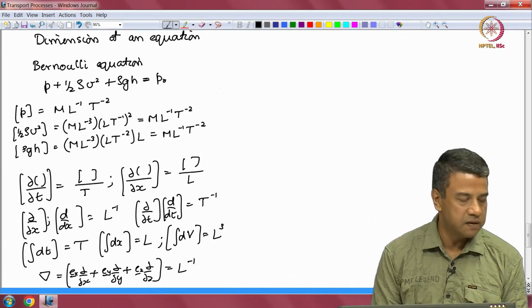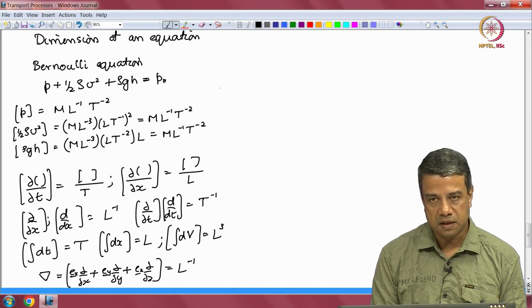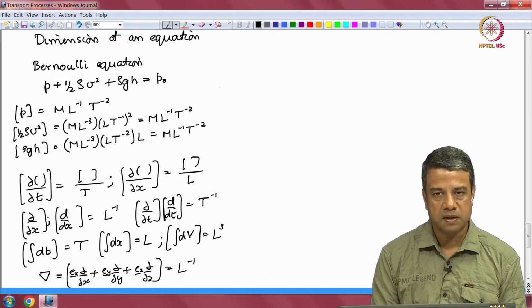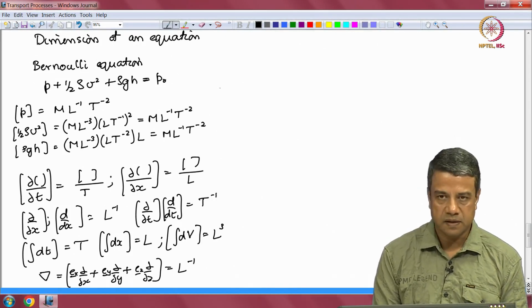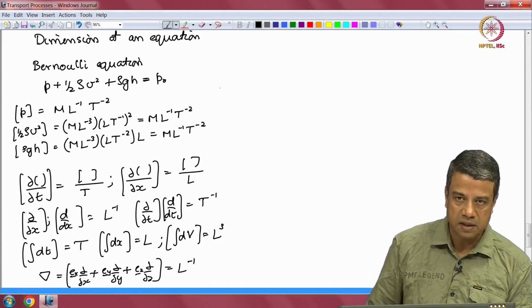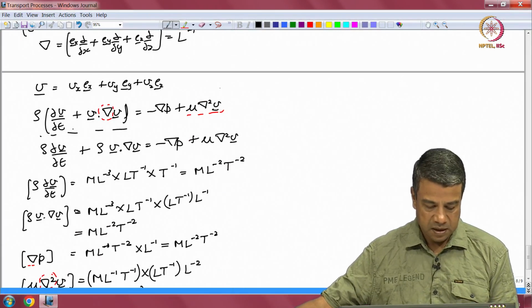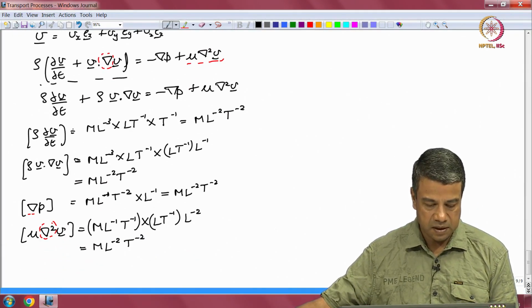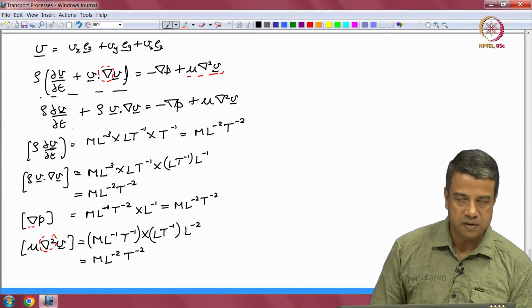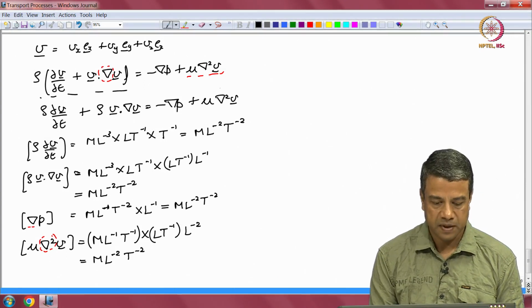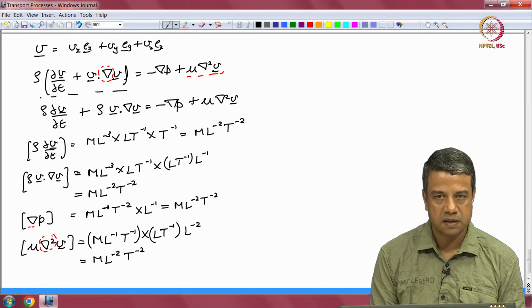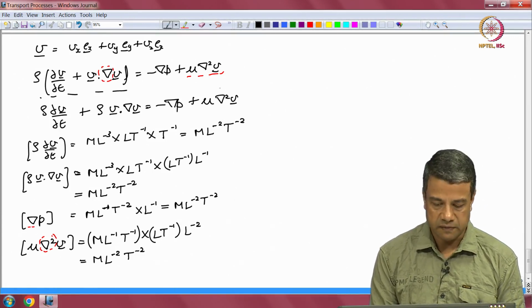I told you that derivatives have dimension. The derivative with respect to a quantity has dimension of 1 over that quantity, the inverse of that quantity. Integrals have dimension. The integral of a quantity has the dimension of that quantity as well. And I showed you that relationship with respect to the Navier-Stokes equations as well as the momentum equation as well as the Bernoulli equation. This inverted triangle, which is the gradient operator, has dimensions of inverse length. Time derivative has dimensions of inverse time.